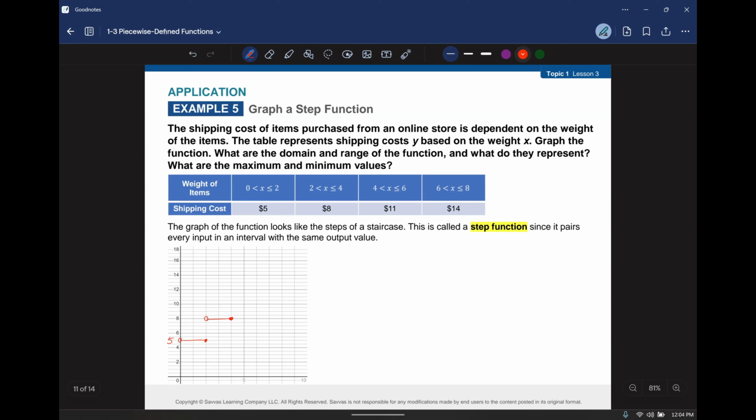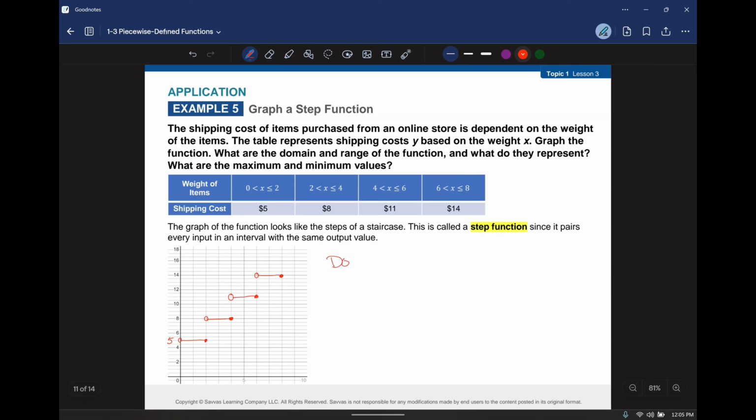All right. Then we do the 4 to 6 at 11. So up to 11, open circle, to 6 is closed, up at 11. And then 6 to 8 will be at 14. So we have open circle at 6, closed circle at 8. And we have these steps.